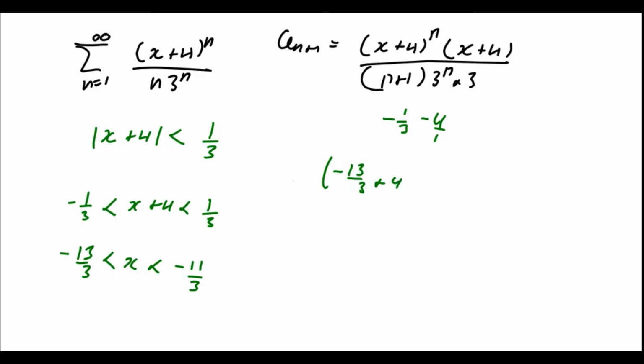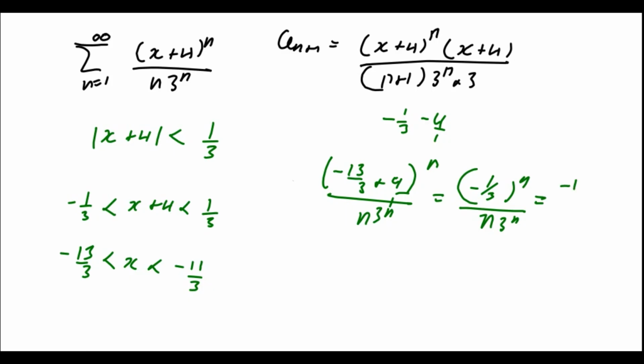-13/3 plus 4, then to the power n divided by n 3 to the n. This will be equal to, if you make this a single fraction, 3 times 4 is 12, 12 minus 13 is actually -1/3 to the power n divided by n 3 to the n. So this can be simplified this way. You can have -1 to the power n divided by 3 to the power, sorry, not the power 3 but the power n.